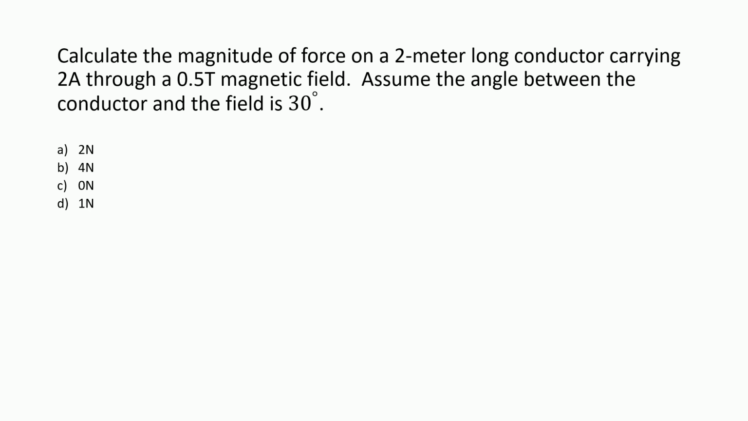All right, so straight up physics 2 question here. Calculate the magnitude of force on a 2-meter long conductor carrying 2 amps through a ½ Tesla magnetic field, and assume the angle between the conductor and the field is 30 degrees.